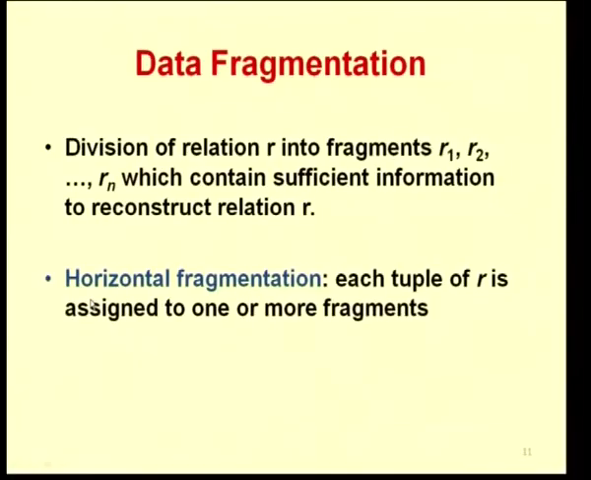Given a relation, remember the relation is nothing but a table, you divide it into fragments, how we will see later, and at the same time when you combine these two, you should be able to combine this. One type of fragmentation is called horizontal fragmentation. Horizontal means like this. Each tuple of R is assigned to one or more fragments. Suppose you have say 1000 tuples, you can put 250 on one side, 250 on another side, but it will contain all the attributes. So, this is a horizontal fragmentation.